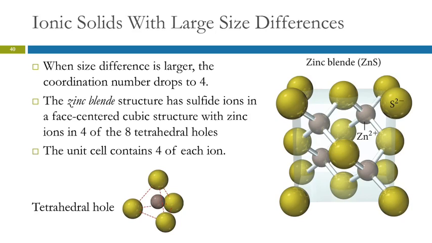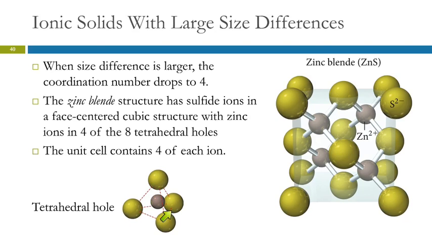If the size gets even larger, then the coordination number drops to 4. This is called the zinc blende structure, after the mineral zinc blende, which is a zinc sulfide. So we have the sulfide ions, the large ones, occupying a face-centered cubic structure again. But now the zinc ions are in what are called the tetrahedral holes between 4 sulfide ions.